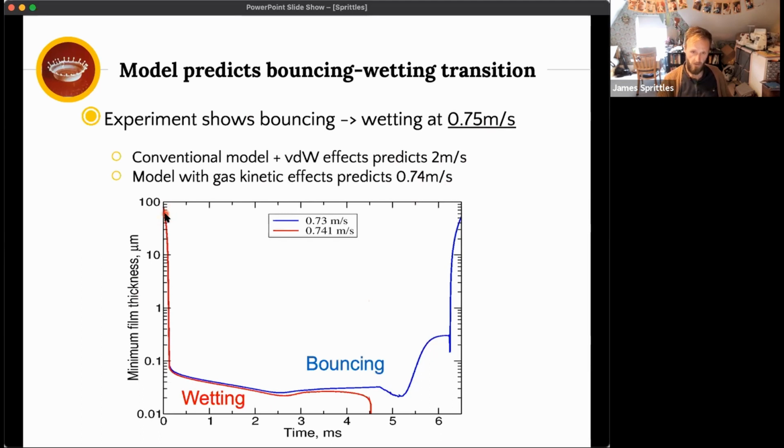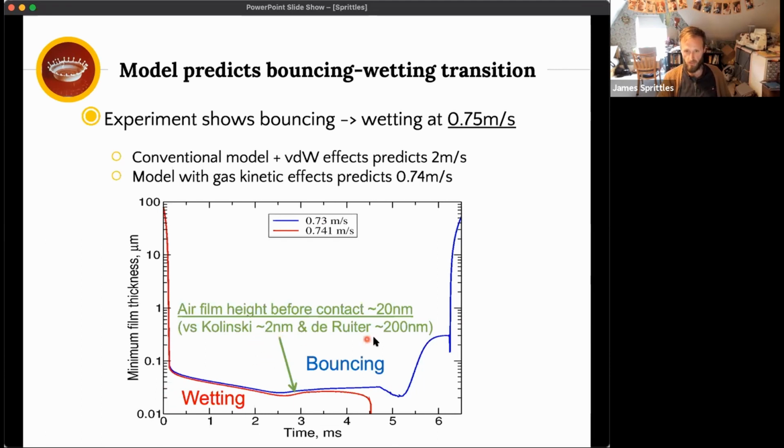So when this goes to 0, there is contact. You see at 0.73 meters per second, the drop never actually contacts the surface and rebounds. At 0.74, it comes along and eventually contacts. Now you can see here that we can predict the characteristic film height before contact. It looks like about 20 or 30 nanometers. What's interesting is Kalinsky said 2 nanometers, De Ruyter said 200 nanometers, and it looks like the truth is actually between these two experimental measurements.